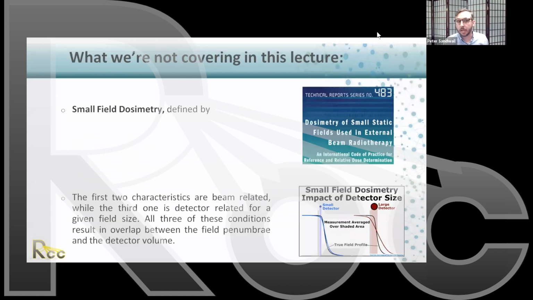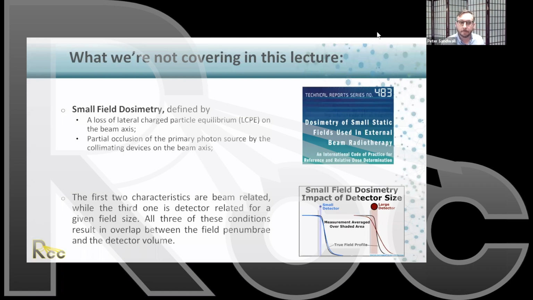Like I said, we're not covering small field dosimetry, but we will define it real quick. It's defined by a few things. It's defined by the loss of lateral charged particle equilibrium on beam axis. That's actually a really deep topic, and that's kind of why we're not going into it. It's covered really well in this technical report by the IAEA, and we'll touch on it.